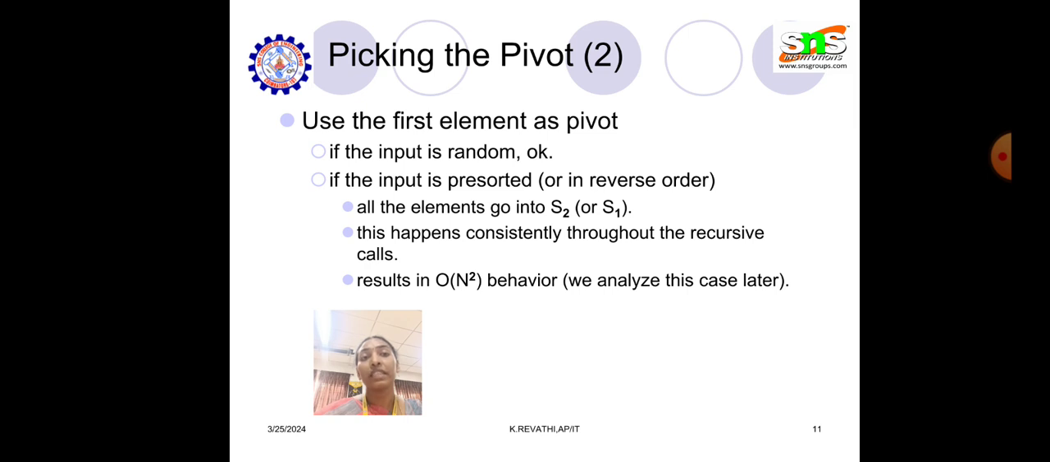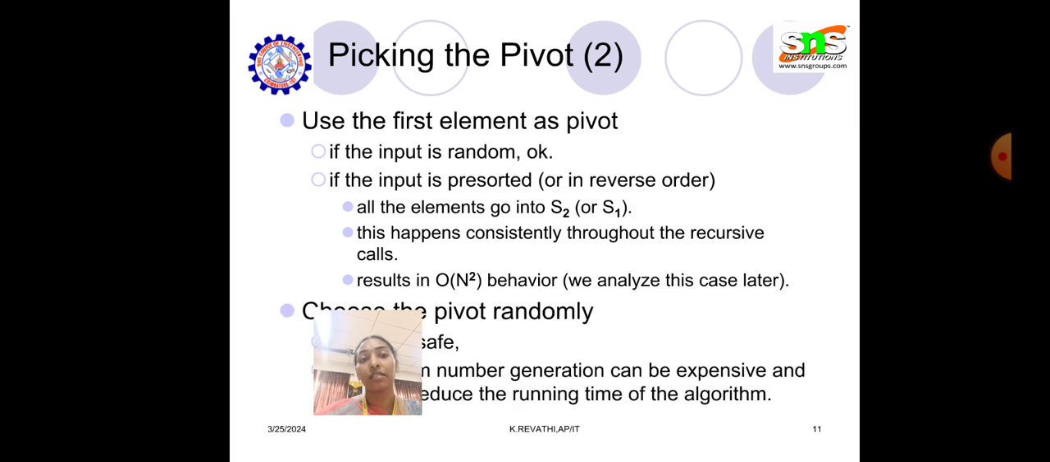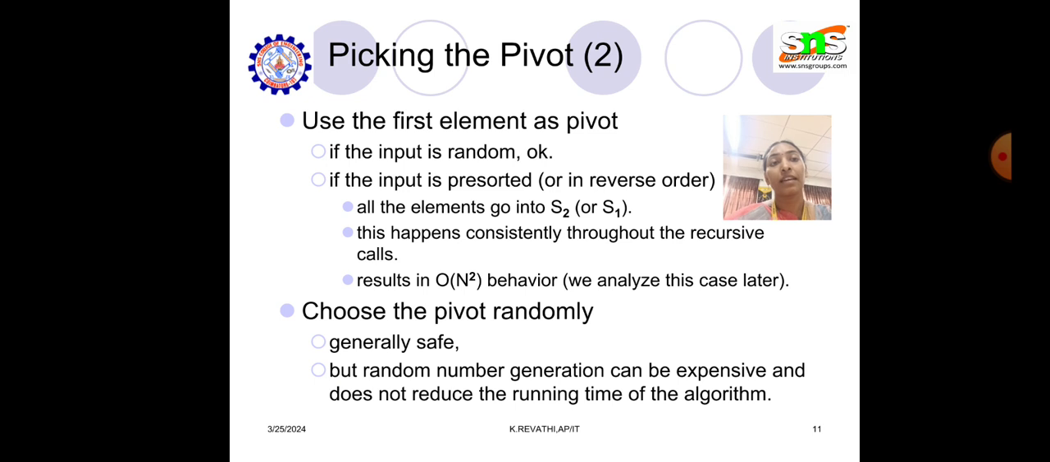If the input is random, okay. If the input is pre-sorted, all the elements go into S2 or S1. This happens consistently throughout the recursive calls, and results in O of n squared behavior. We analyze this as the worst case.